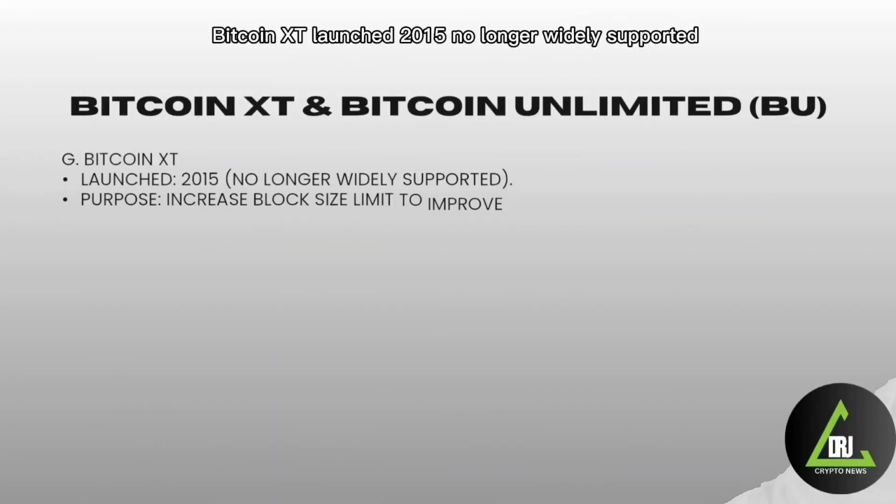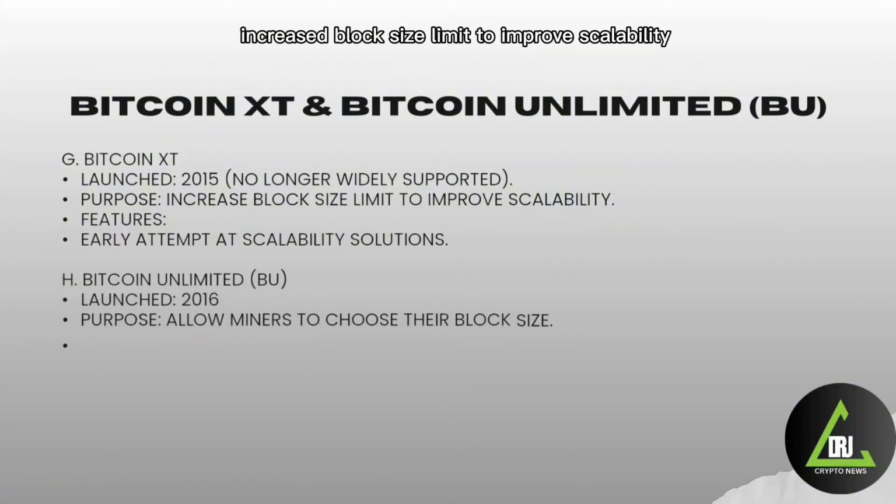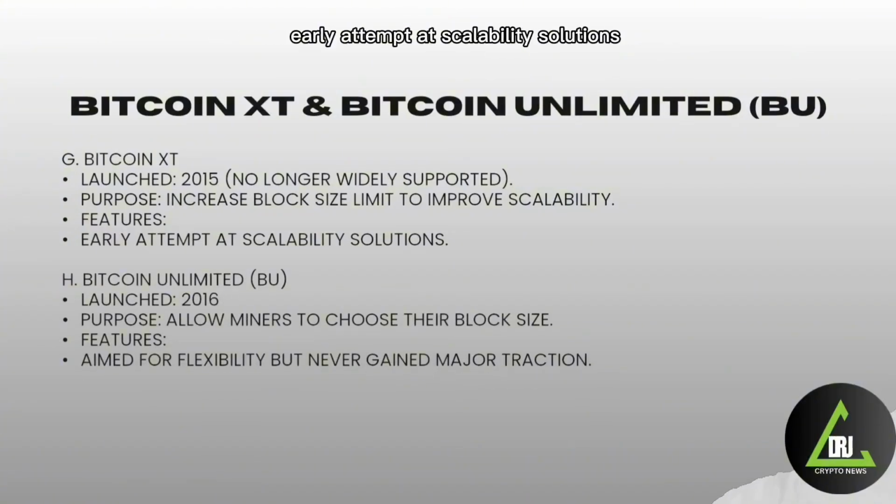Bitcoin XT, launched 2015, no longer widely supported, increased block size limit to improve scalability, early attempt at scalability solutions. Bitcoin Unlimited, launched 2016. Allow miners to choose their block size, aimed for flexibility but never gained major traction.